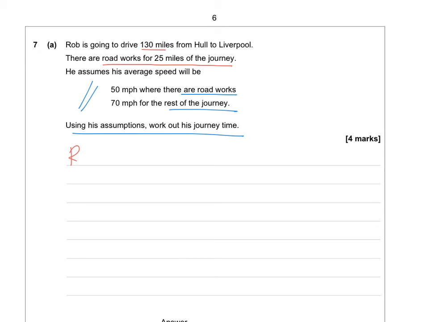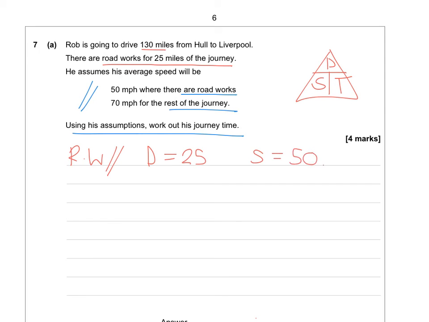So for the part of the journey where there are roadworks, we can use the formula speed equals distance over time to calculate the time. The distance travelled in this part of the journey is 25 miles, and the speed is equal to 50 miles per hour. So the time is equal to the distance divided by the speed if we cover up the time in the formula triangle. So that's equal to 25 divided by 50, which is 0.5 hours or 30 minutes.